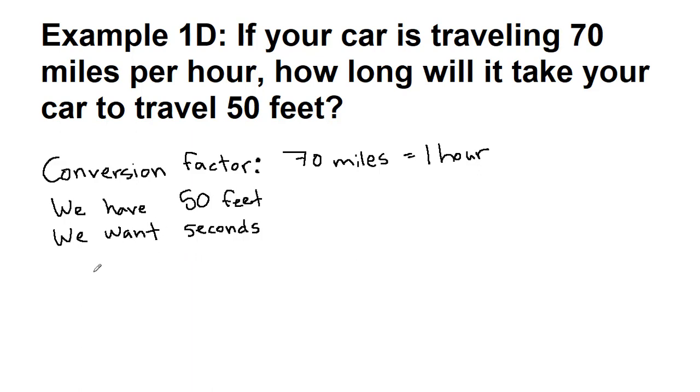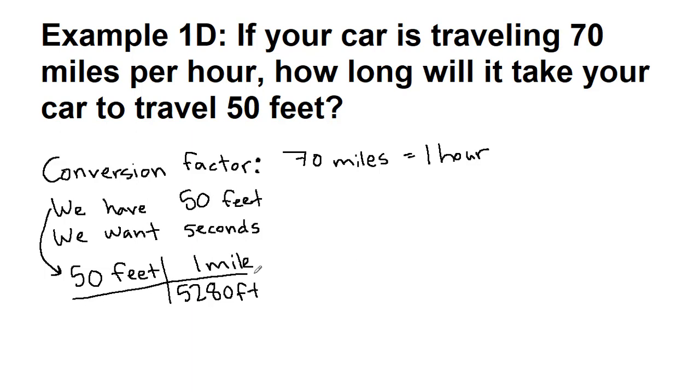All right. So, as with all of our other problems, once we have done the hard work of laying out our map, we use that map to finish the problem. So we start with 50 feet. And we see that we can't go straight from feet to seconds. What we're going to need to do is get feet to miles and then use our new conversion factor to get into time units that we can then work with. So if we look up our standard set of units, there are 5280 feet in 1 mile. And then now that we have miles on the top, we can write our conversion factor where in order for the units to cancel, we need 70 miles on the bottom, and then we can write 1 hour on top.